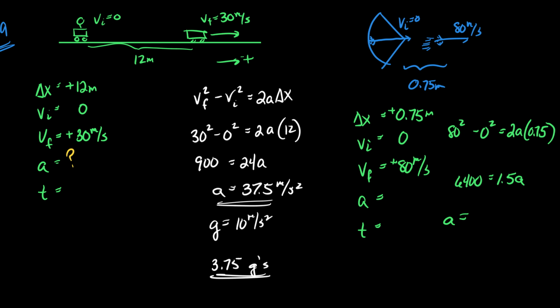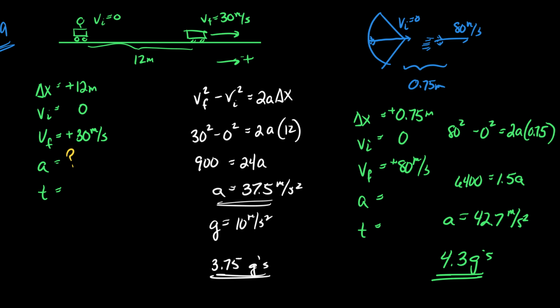Oh, divided by 1.5. Yep, 42.7 meters per second squared. Of course, this would be about 4.3 Gs. That's not fatal. You could survive that.